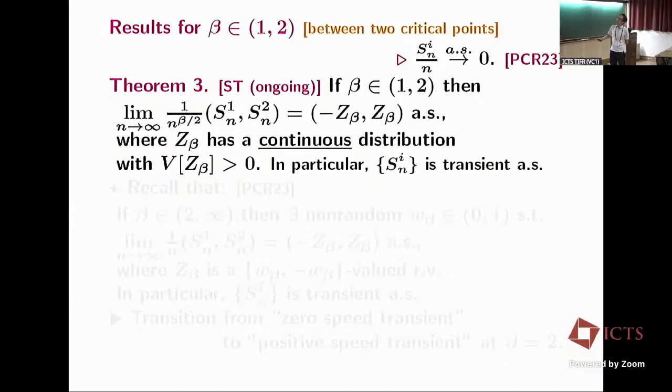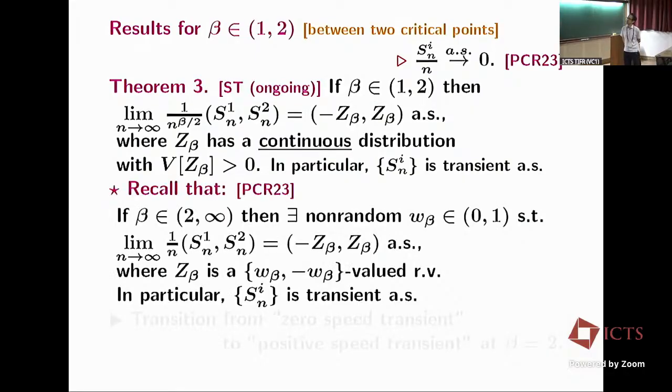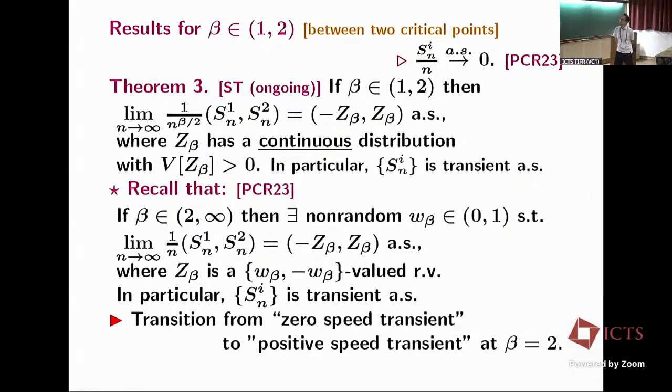Comparing with our theorem, if beta is larger than 2, we have a random limit also, but the limiting variable has a discrete distribution. This is a difference between those two cases. Anyway, beta equal to 2 is the second critical point, where there is a transition from zero speed transient to positive speed transient.